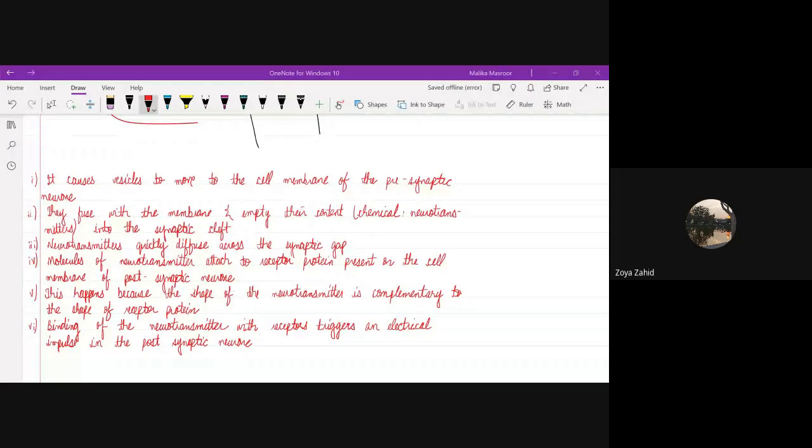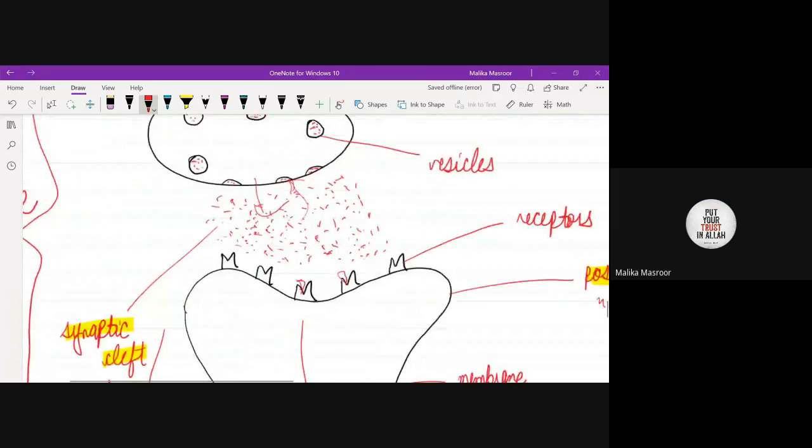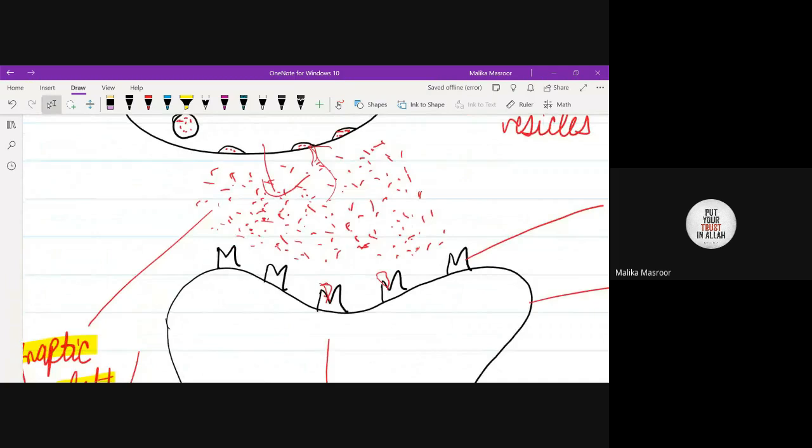Miss, one more thing. What is this receptor protein? Receptor protein is placed on the membrane. See, receptors are used for recognition, right? You need to know what type of substance will come and bind with it. You cannot just have any type of receptor, any type of molecule coming and binding.